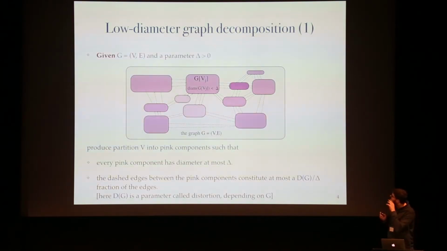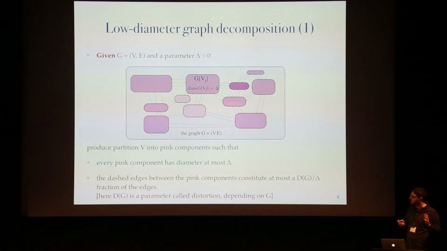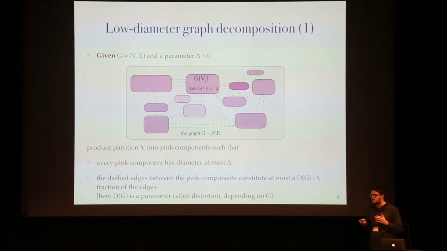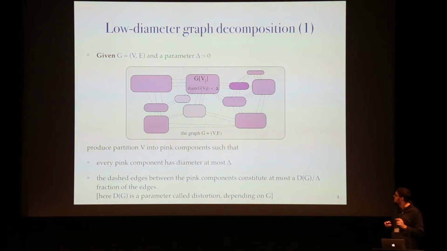But before I do that, let me talk about low diameter graph decomposition and expander decomposition, since they are conceptually relevant for my talk. So in low diameter graph decomposition, I'm given a graph and a parameter delta, and what I want to do is cut the graph into pieces such that each piece has a shortest path diameter at most delta, and there aren't too many edges in between the components.